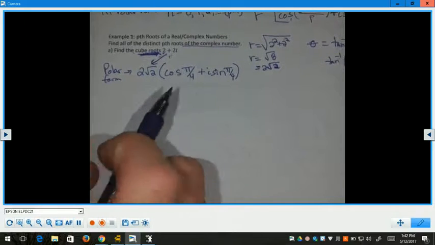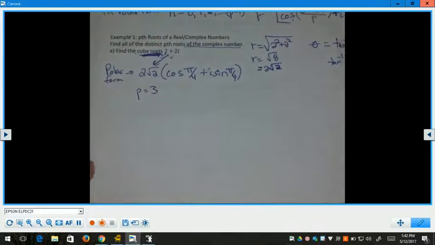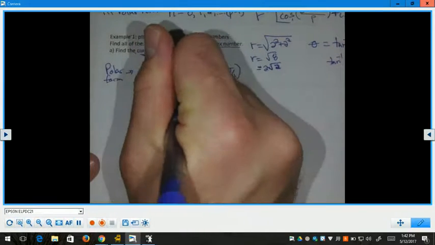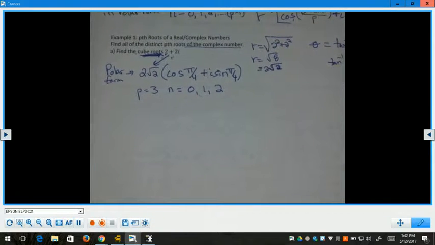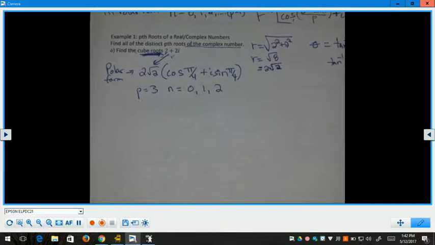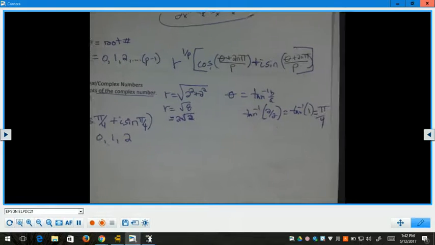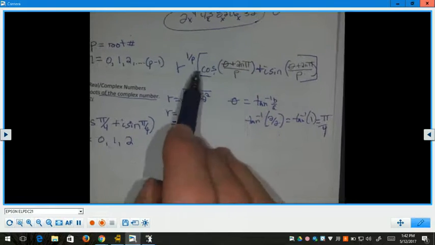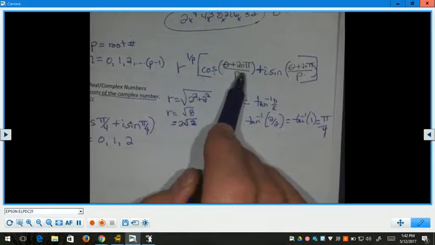So the first thing, now that I have it in polar form, is I'm going to say p is 3, and that makes n 0, 1, 2. I'm going to have to do this 3 times. The first time I'm going to make n 0. The second time I'm going to make n 1. The third time I'm going to make n 2. And I'm going to have to find theta each time as well. So I'm going to pay attention to how I find the value of r and how I find the value of theta when I go to find these roots.